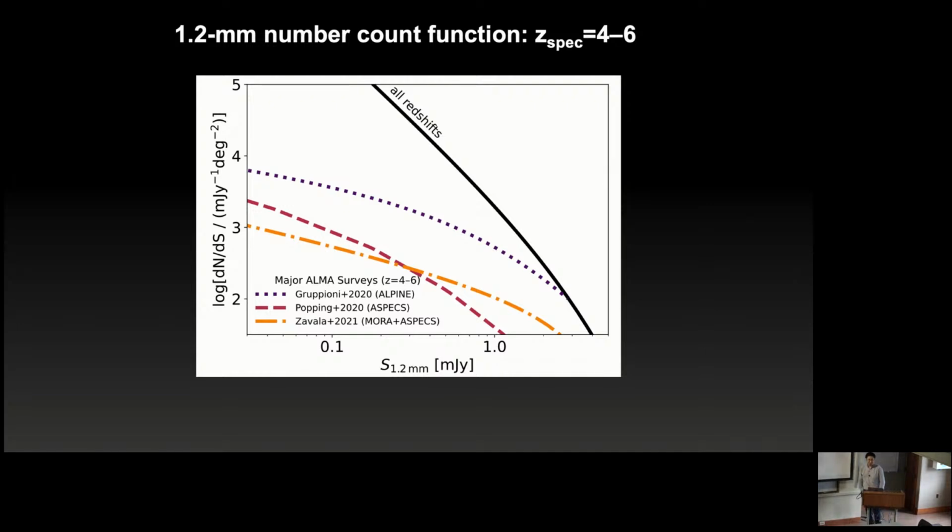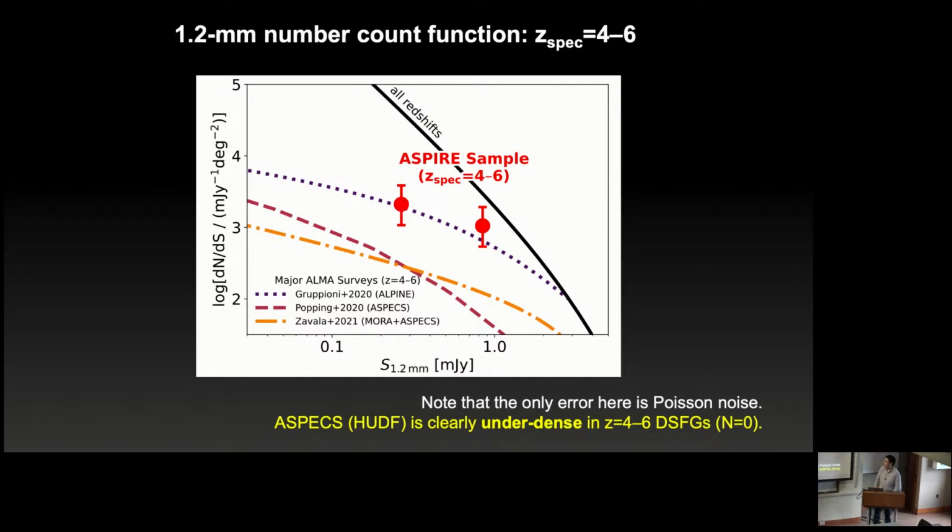So we start to count how many galaxies there are. Okay, the y-axis is the number count. The x-axis is the brightness in the millimeter band. So all galaxies at all redshifts should follow these solid black lines, and different large programs give different results. I show these color bands.